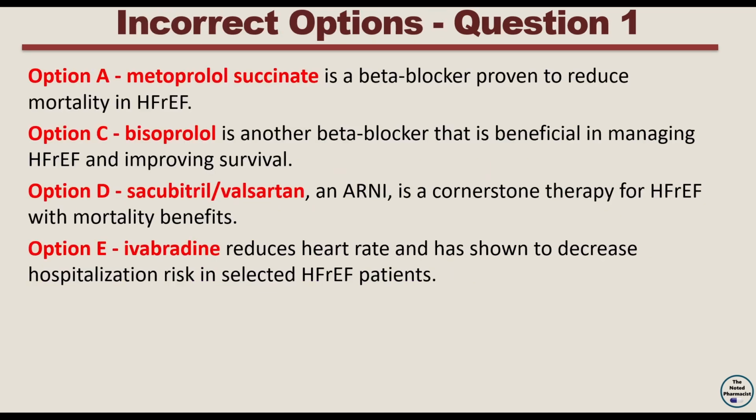Here is why other options are incorrect. Option A is incorrect because metoprolol succinate is a beta blocker proven to reduce mortality in heart failure with reduced ejection fraction. Option C is incorrect because bisoprolol is another beta blocker that is beneficial in managing heart failure with reduced ejection fraction and improving survival. Option D is incorrect because sacubitril/valsartan, an ARNI, is a cornerstone therapy for heart failure with reduced ejection fraction with mortality benefits. Option E is incorrect because ivabradine reduces heart rate and has shown to decrease hospitalization risk in selected heart failure with reduced ejection fraction patients.